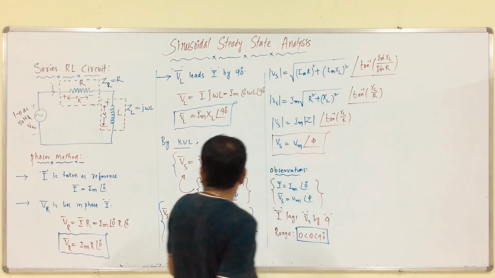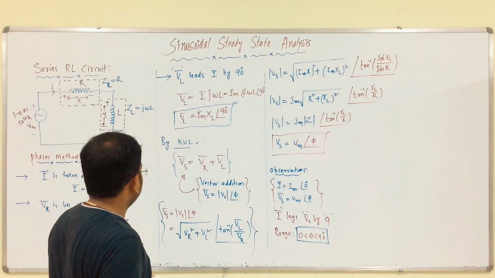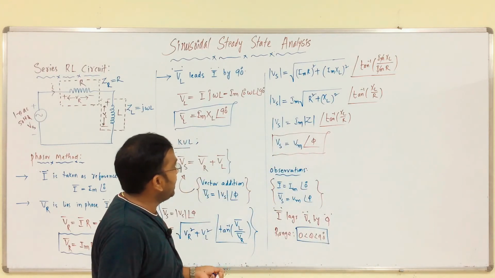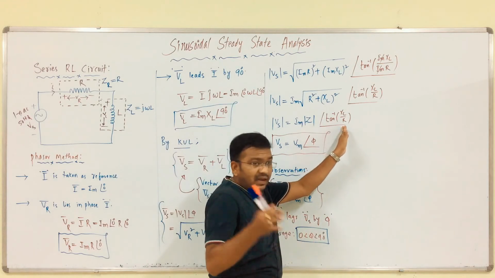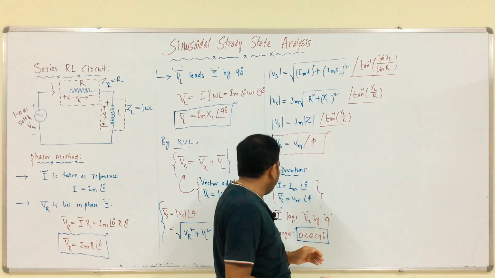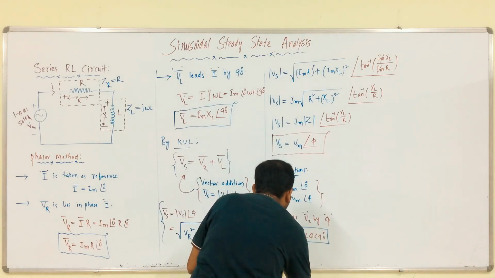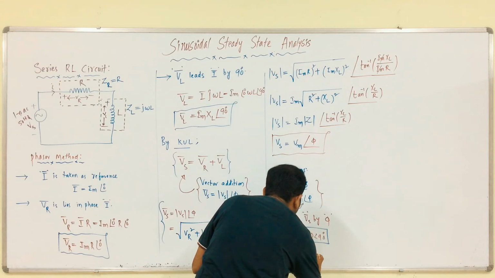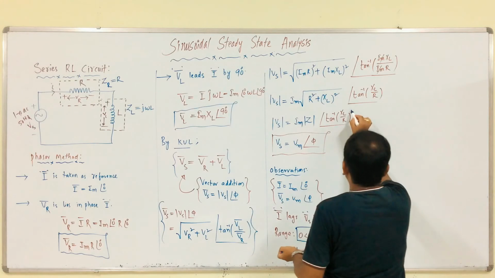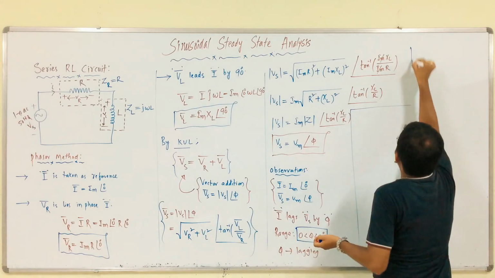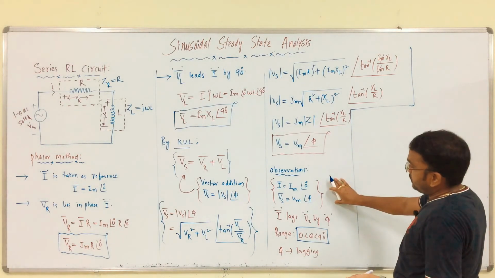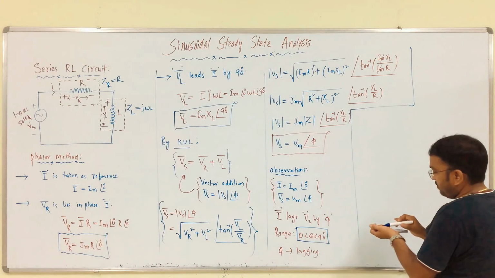Therefore, phasor diagram we have to write. Clear? Tan inverse XL by R is nothing but omega L by R only, phase angle, that is lagging. Phi is equal to lagging. Okay, the next point, observation is clear. Then the phasor diagram.